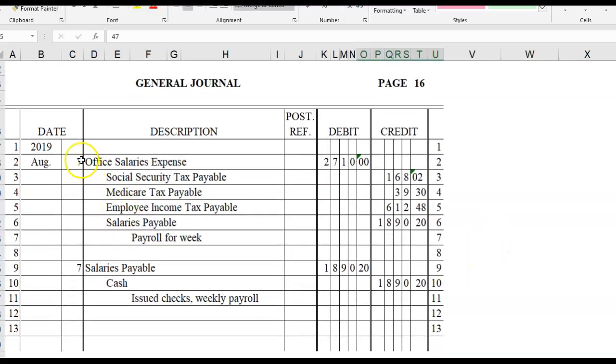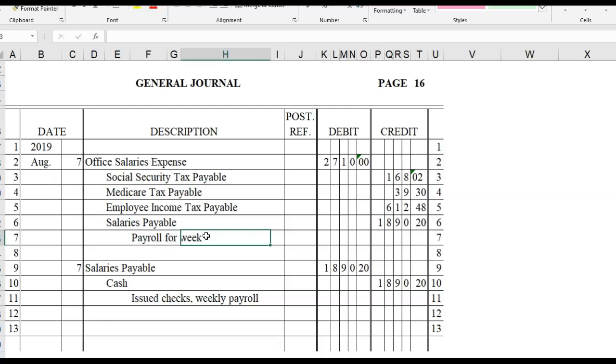And this is where we throw in our compound entries for our payroll for the week. That's why we've got an August 7th date. And we're going to put in the total expense. That will be the amount that we write from the bank. And then all the payables, all the credits: Social Security tax payable, Medicare tax payable, employee income tax payable, and salary payable. And then you'll just write payroll for the week, just to let you know what's going on.